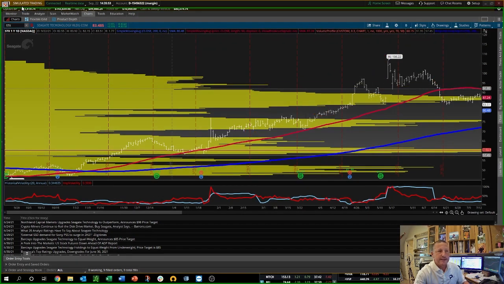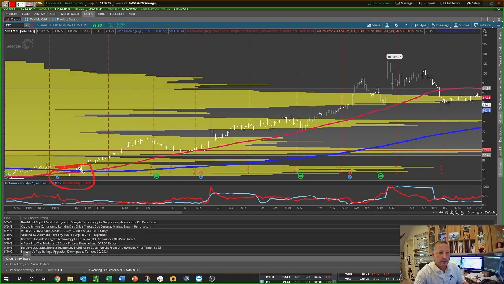So in the case of STX here, if I point out to you, each time the stock had dropped down to the 50-day moving average here, boy, it turned out to be a buy. So when we got towards this one right here, we put out a bullish upside signal.